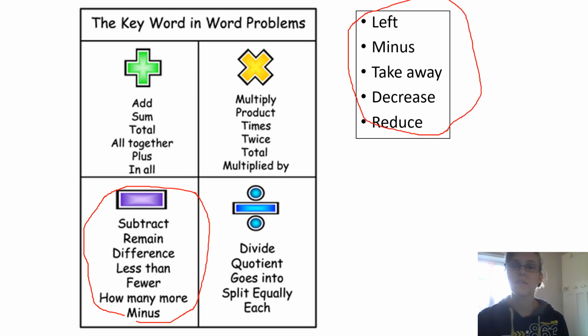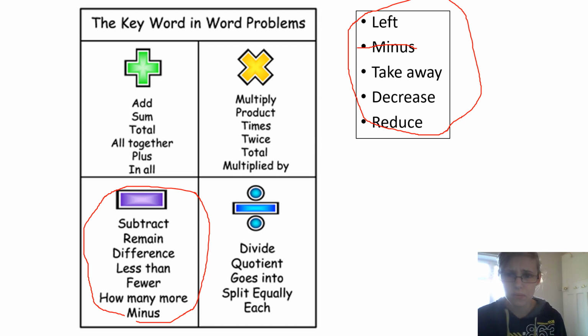We have got minus in there already, so we don't need an extra one of those. But you can see subtract, remain, difference. So remain is about how many are left, so how many are left is a really important one too. Difference is the gap in between two different numbers, and to do that we need to do taking away.